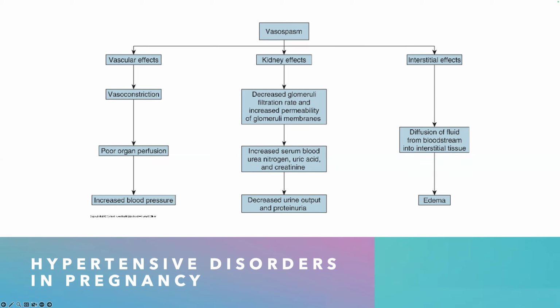And so there's increased resistance. And this increased resistance causes vasoconstriction and increased blood pressure. It can cause vasospasms in the kidneys, causing increased protein and increased creatinine. And it can also cause edema. Now, edema is no longer a diagnostic criteria for preeclampsia, but it does make us suspicious if somebody has high blood pressure and edema that they could be brewing some preeclampsia.